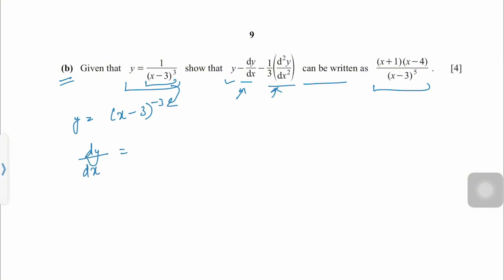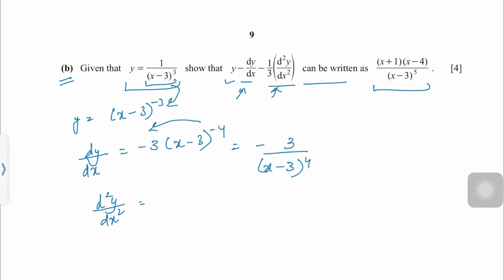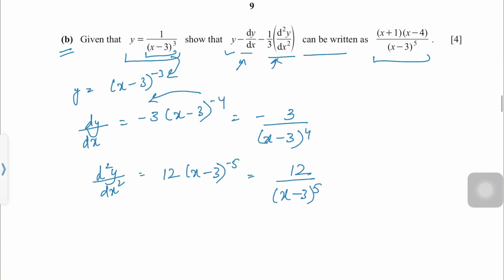dy/dx would be given as the power would be multiplied, minus 3 (x minus 3), and the power would be decreased. So this can finally be written as minus 3 over (x minus 3) to the power 4. Now let's differentiate it again. This would be d²y/dx². This would be given as this, minus 4 would be multiplied here. That would give us 12 (x minus 3), power decreased. This would be 12 over (x minus 3) to the power 5. So this would be our final answer for d²y/dx².